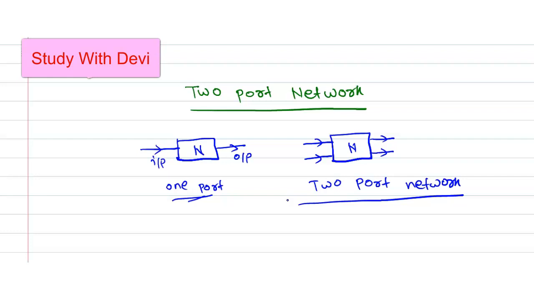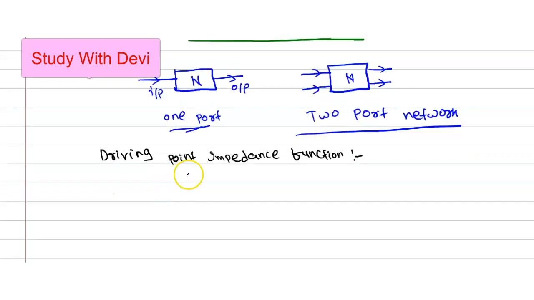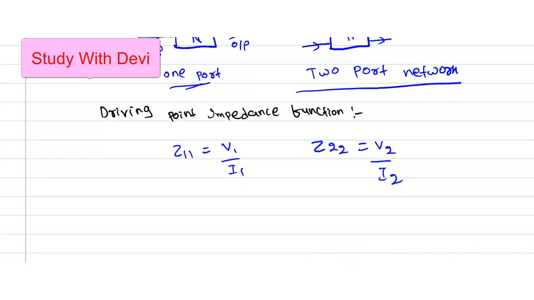Here we are going to revise our two-port network. So your first point is driving point impedance and admittance function. What is driving point impedance function? Our driving point impedance function is Z11 equal to V1 by I1, Z22 equal to V2 by I2. This is my impedance. And what is driving point admittance function?